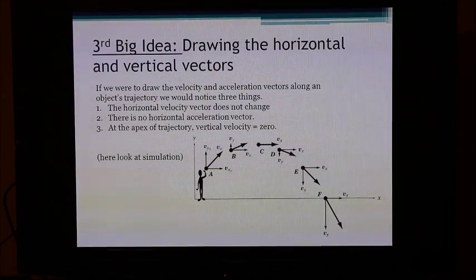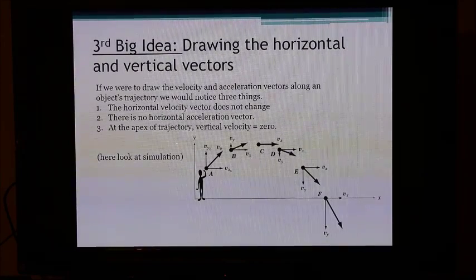Third big idea, draw the horizontal and vertical vectors. This was probably the hardest part of this unit, although it's still not very hard. If we were to draw the velocity and acceleration vectors along an object's trajectory in both the horizontal and vertical directions, we would notice three things. The horizontal velocity vector does not change. There is no horizontal acceleration vector. And at the apex of the trajectory, the vertical velocity vector is equal to 0.